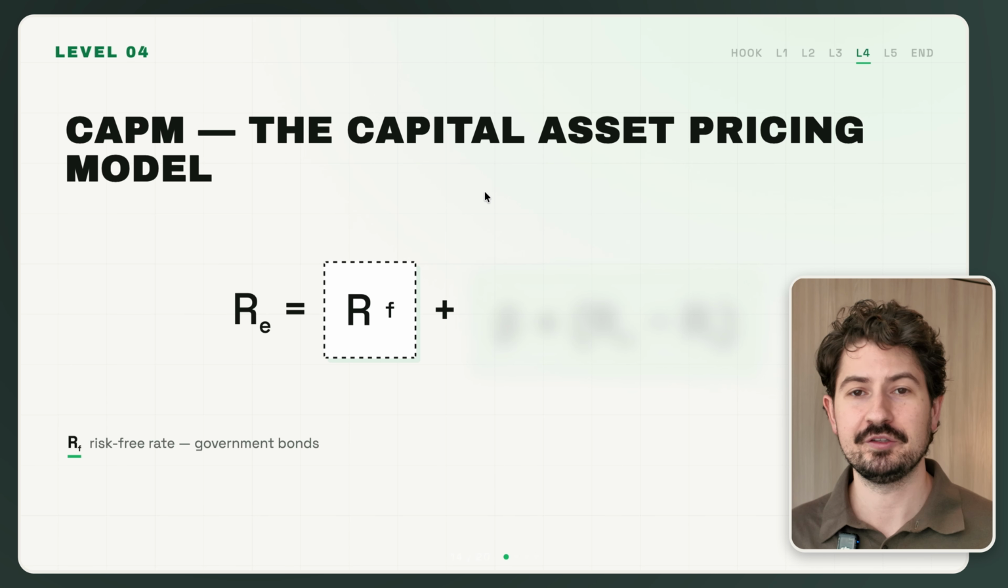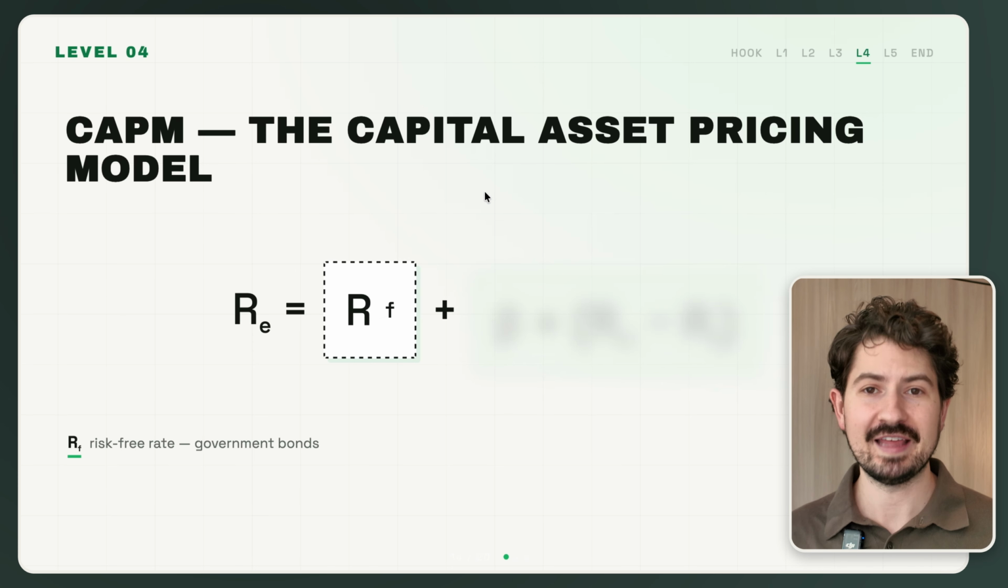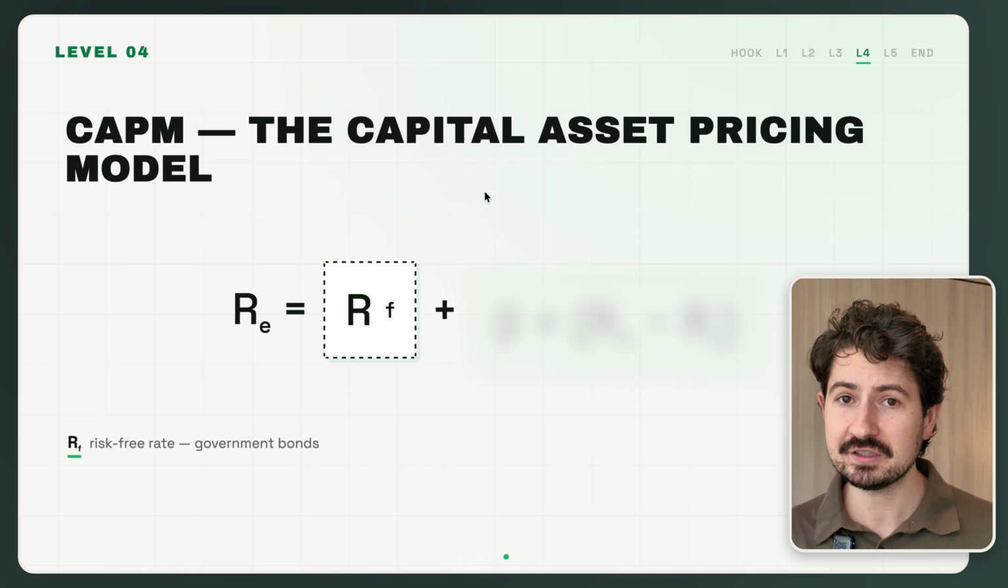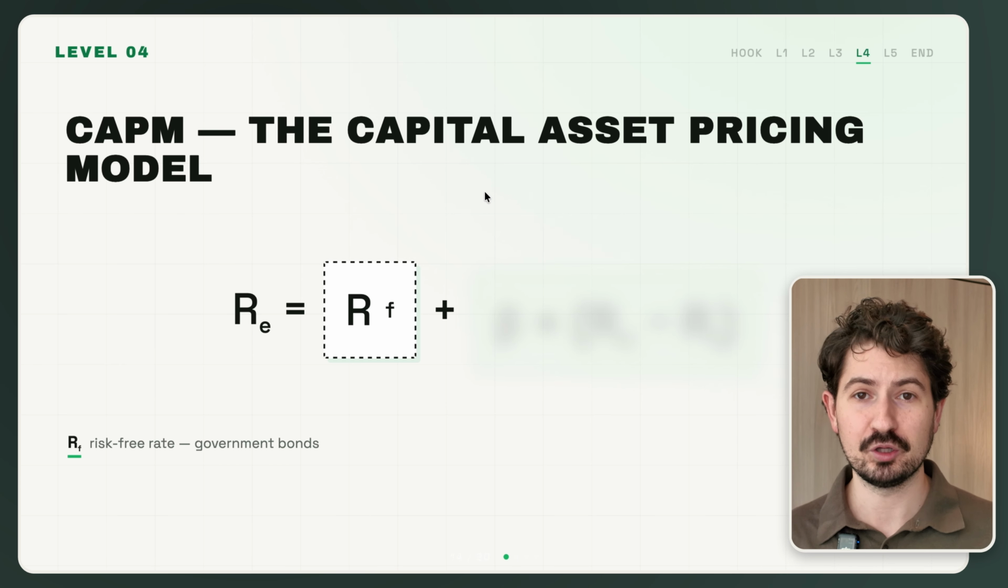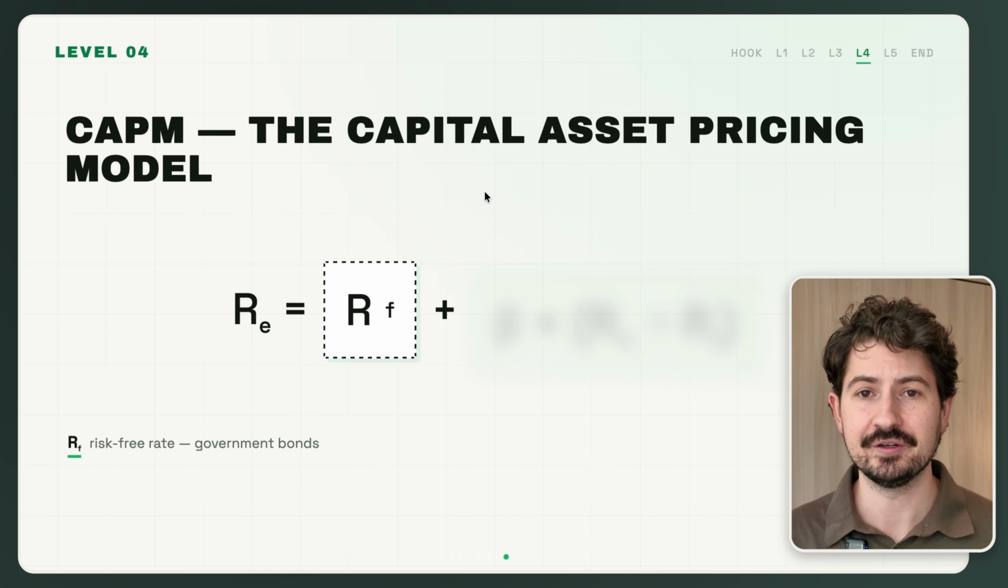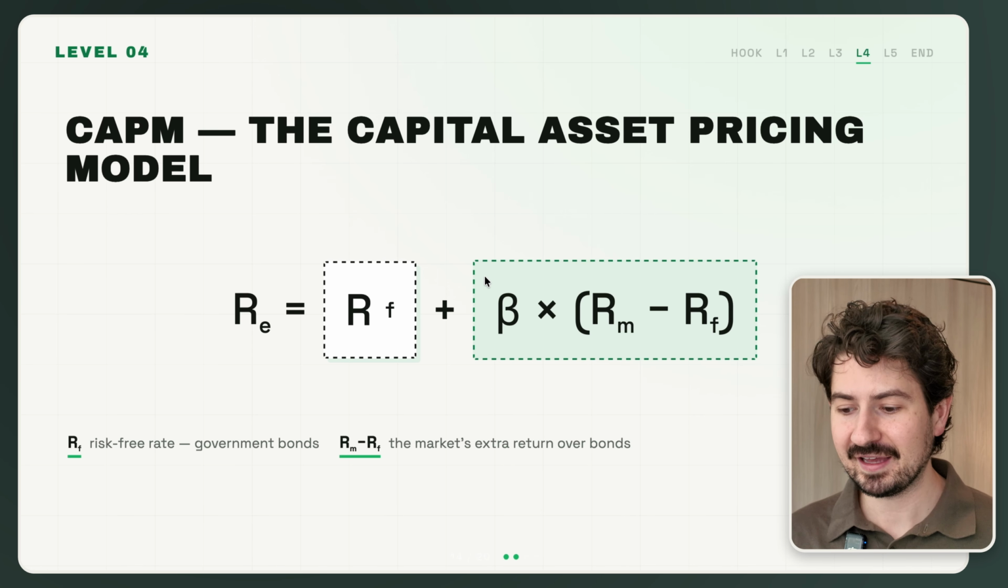Now, the way this works is that you take your risk-free rate. So that is the rate of return or interest that you can collect if you invest in long-dated government bonds. So you loan the government money for 10 years and they pay you interest on that, maybe 2% to 5%. And then you add that to this formula.